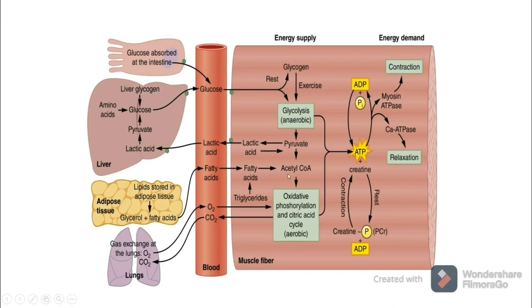The third system is the oxidative metabolism or the aerobic metabolism. We can use either fat or carbohydrates for this purpose. The fatty acid can be converted to acetyl-CoA, and then it goes through the citric acid cycle and the electron transport chain to liberate enough ATP. So this is how the whole process of skeletal muscle contraction is fueled.